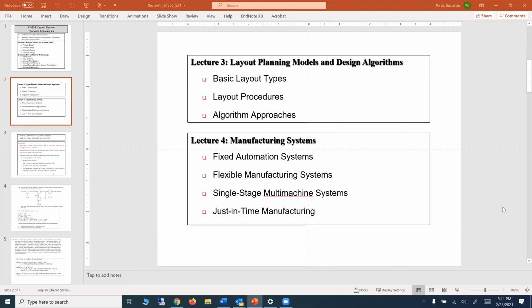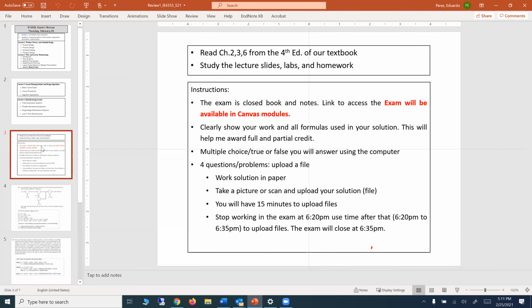Those are the four lectures that we covered as the first part of this semester. In terms of how to prepare for the exam, if you study the lectures very well and you study the problems that we covered in class and the labs and the homework, you should be more than ready. My advice is to go over the lectures, practice the labs, practice the homework problems, and get familiar with them so that you feel comfortable solving those problems on your own. If that's the case, you should be able to do very well in the exam.